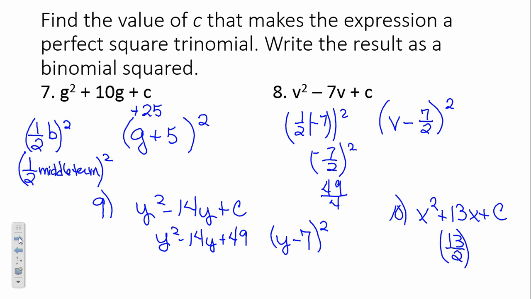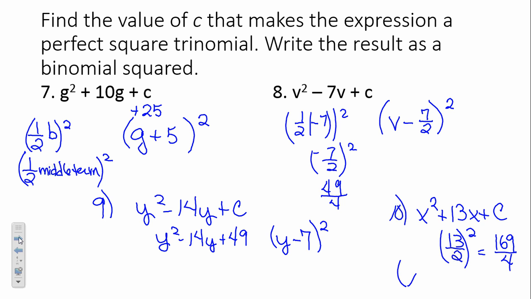When I square that, what am I going to get? Square the numerator, square the denominator. What's 13 squared? 169. What's 2 squared? 4. So it doesn't have to be anything tough. Half of it, just put it over 2. If it doesn't come out evenly, leave it over 2. Square the top, square the bottom. Okay? Now it's a perfect square trinomial.